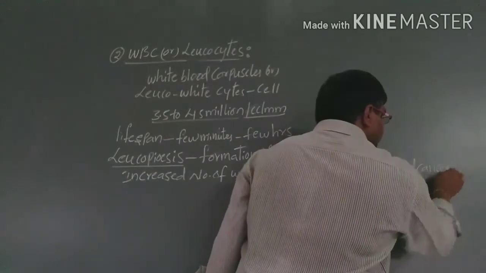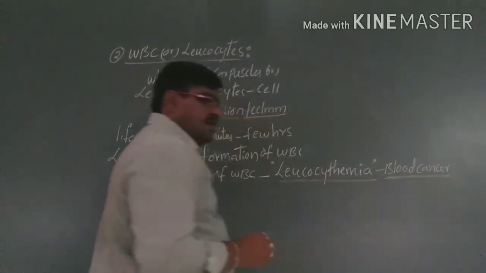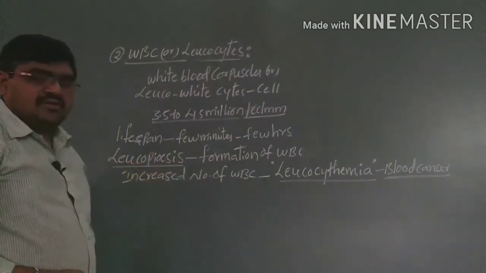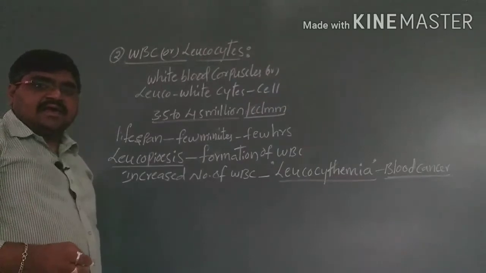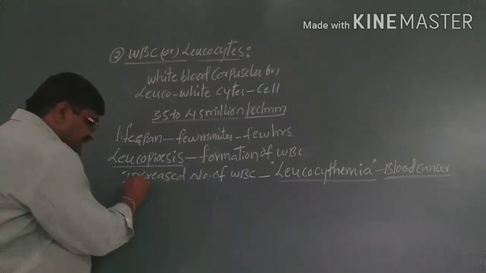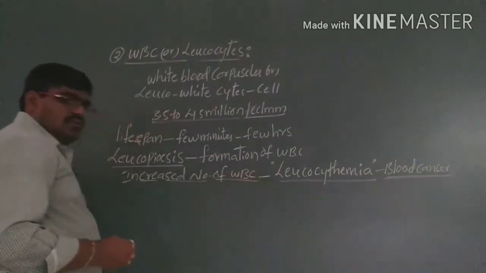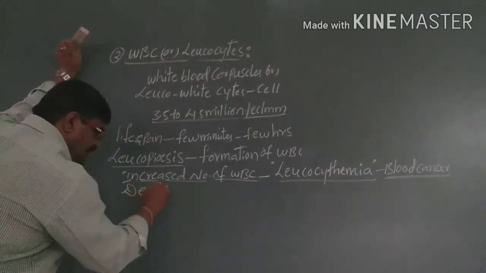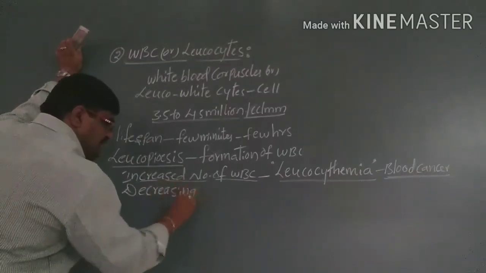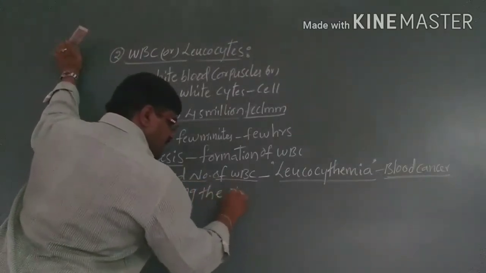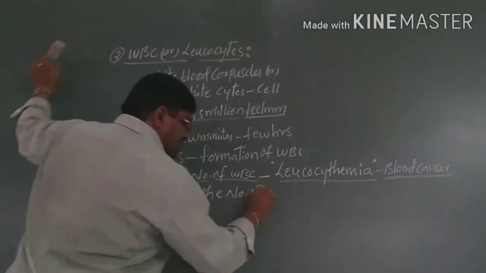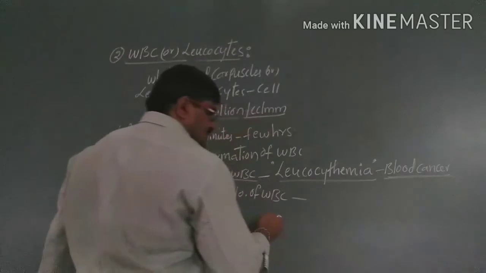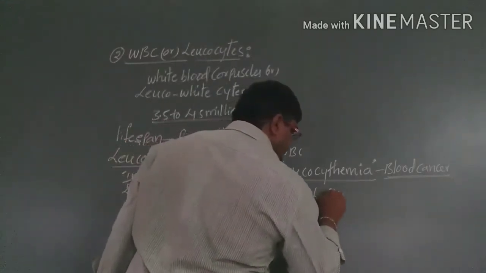That means increasing the number of white blood corpuscles is called leukocythemia, or blood cancer. And if the number of WBCs decreases, then this condition we call leukopenia.